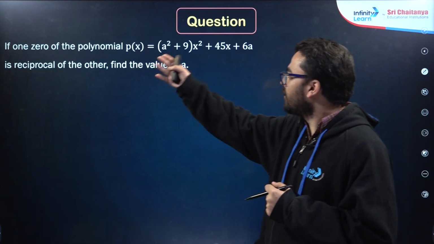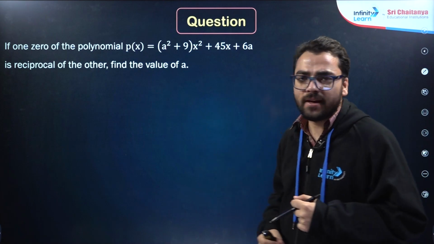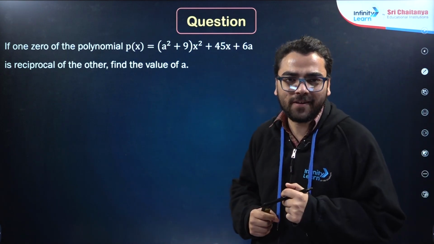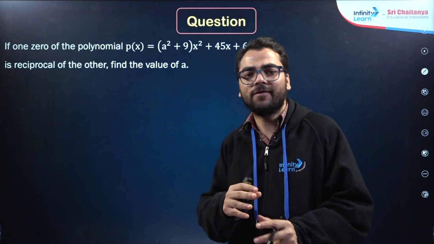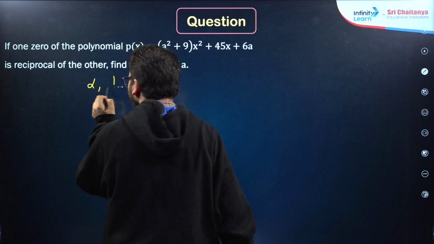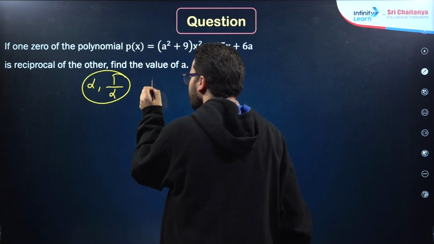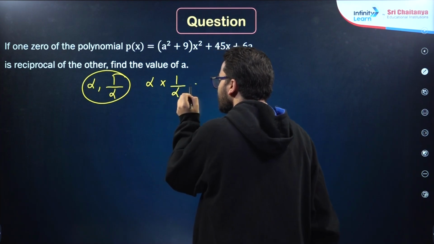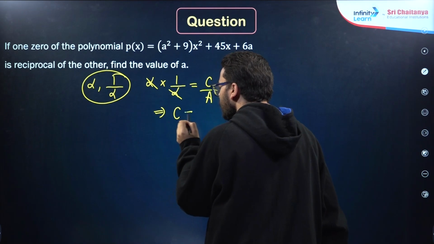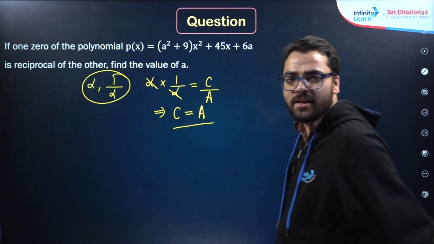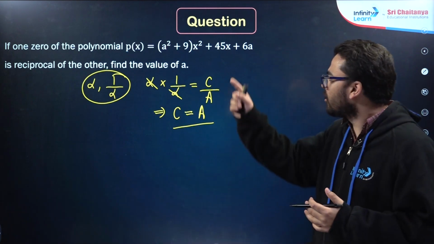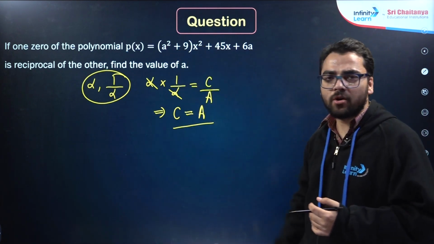So you see, if one zero of this polynomial is reciprocal of the other, you have to find the value of a over here. Whenever you get a question like this, that one zero is reciprocal of the other, it means if one zero is alpha, the other zero is 1 by alpha. So in this case, just take product of zeros, and that is equal to c by a. You know this thing. So you see, c will be equal to a. So when one zero is reciprocal of the other zero in case of a quadratic polynomial, the constant term is equal to the coefficient of x square.